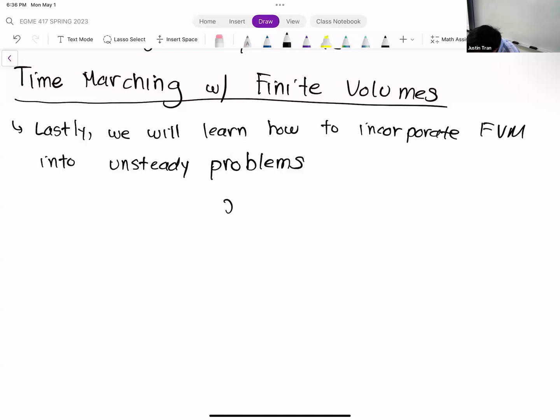Remember, unsteady problems are ones where we have the time derivative. Everything we've done with finite volumes up to this point has been purely steady, so there's been no time derivative. Just like we always do with finite volumes, eventually we need to integrate this on the cell.